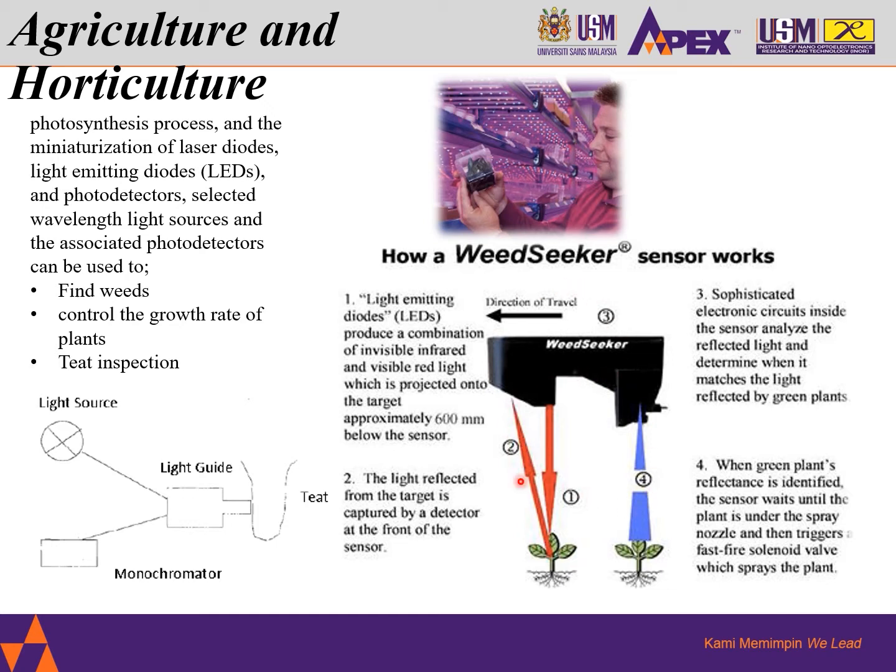The first one is the LEDs that produce a combination of invisible infrared and visible red light, which is projected onto the target of hemp approximately 600 millimeter distance below the sensor. And then the reflected light from the target is captured by the detector here in front of the sensor. A sophisticated electronic circuit inside analyzes the characterizations that are transmitted and also received and matches with the light reflected by the green plant itself, the hemp.